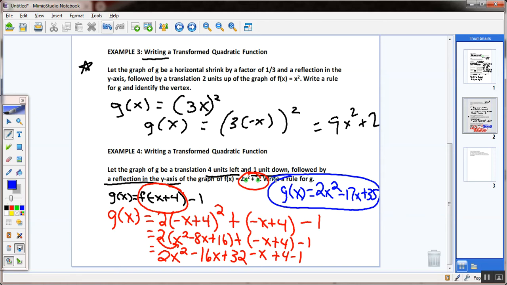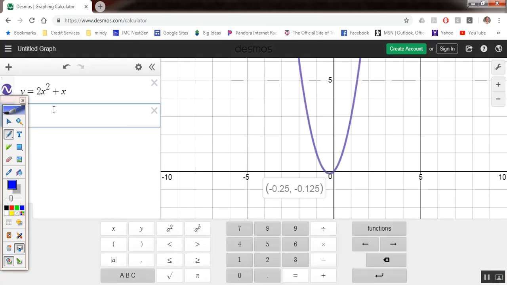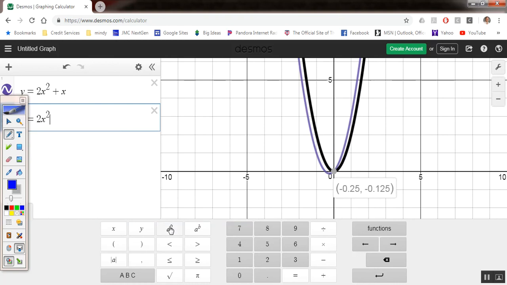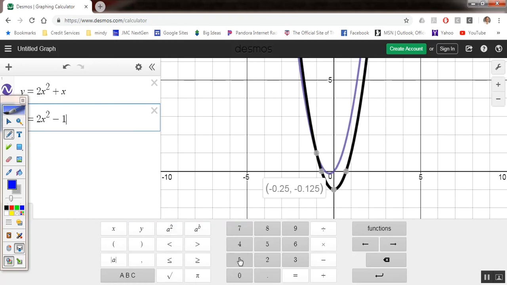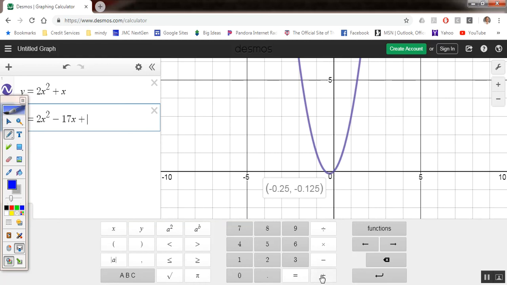What's our new function? 2x squared. Or no, 2x squared, right? 2x squared minus what? Plus how much? Okay, let's just check this out, kids.